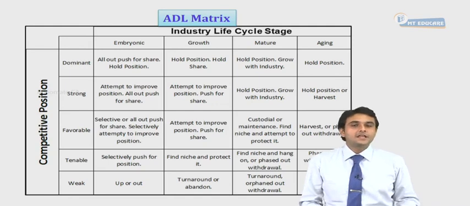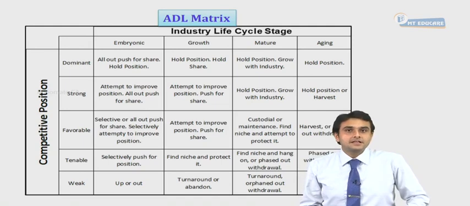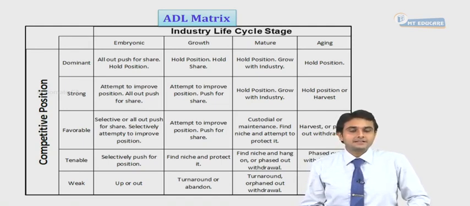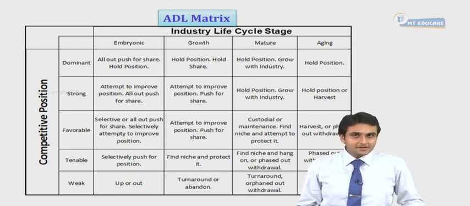So, for example, if my product has a strong position in the market and the industry in which the product is functioning is at a growth stage, what I need to do as per the ADL matrix is attempt to improve my position and push for share, which means that I need to build, I need to invest more, I need to come up with something more innovative so as to create a competitive advantage for my product. So ADL matrix can be related to product life cycle in this way.